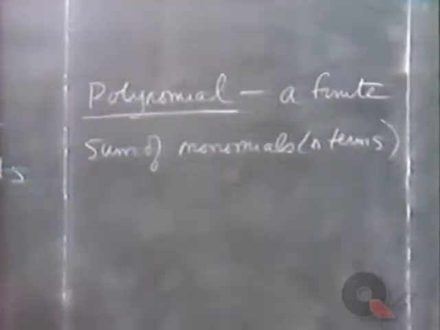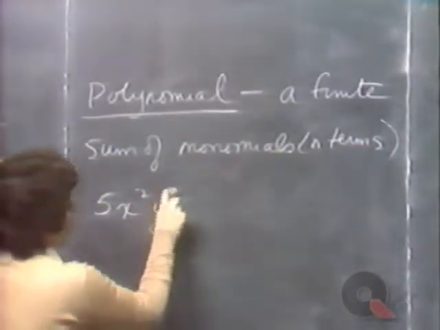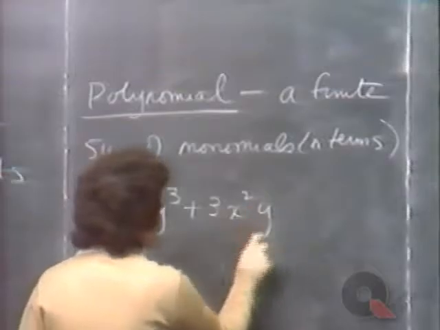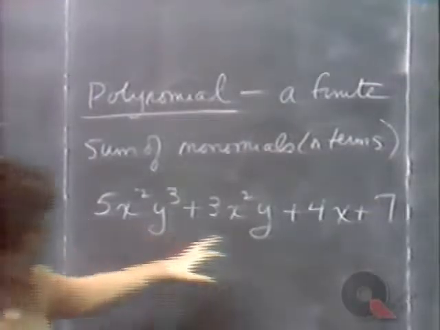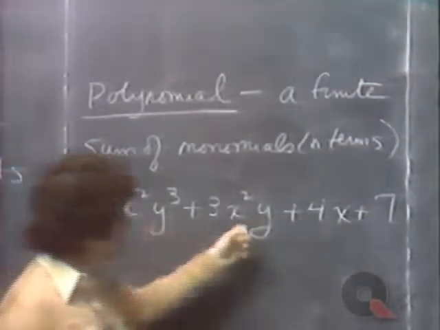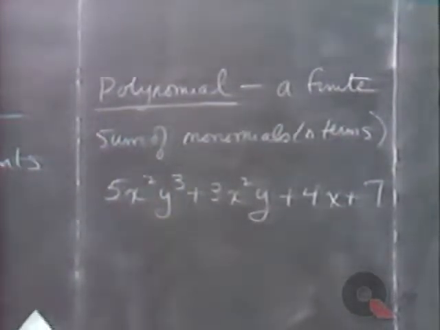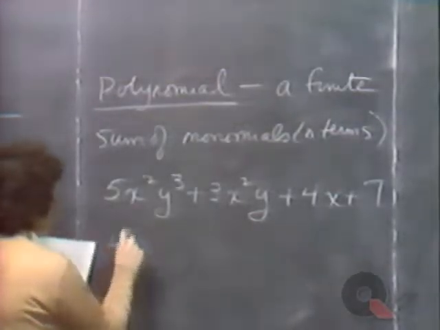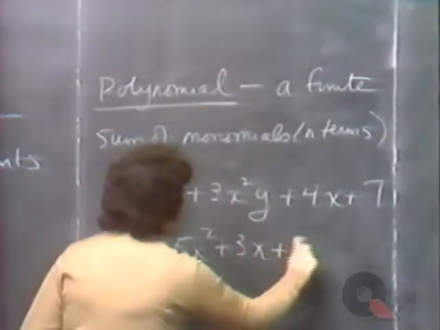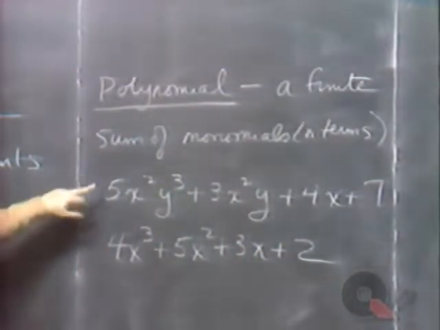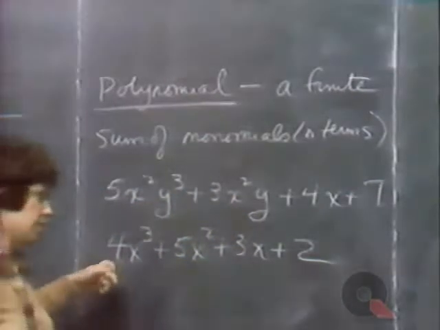Now you can have a polynomial like this: 5x squared y cubed plus 3x squared y plus 4x plus 7. Here is a polynomial. It's formed by adding together 4 terms. You can also have polynomials that are in one variable only, for example, something like this: 4x cubed plus 5x squared plus 3x plus 2. The top one here is a polynomial in x and y. The bottom one here is a polynomial only in the variable x.